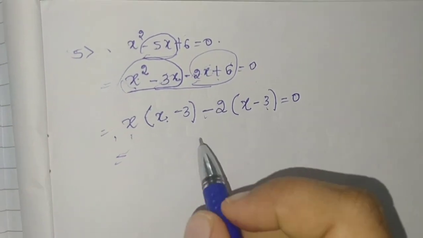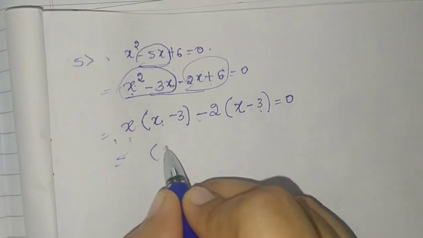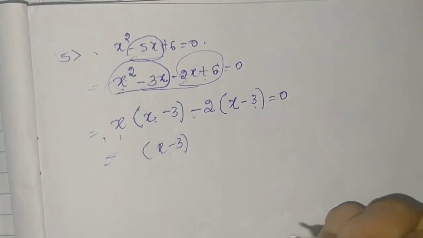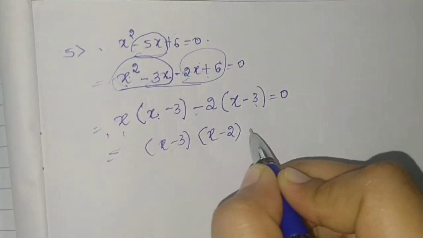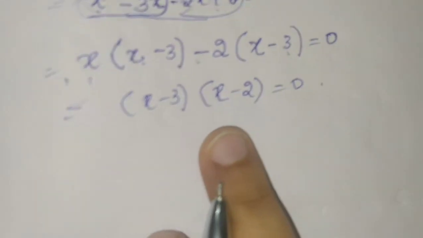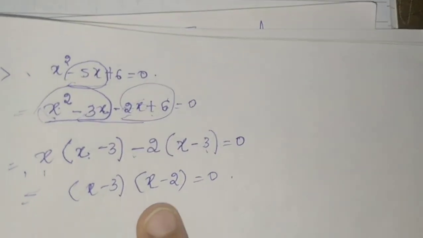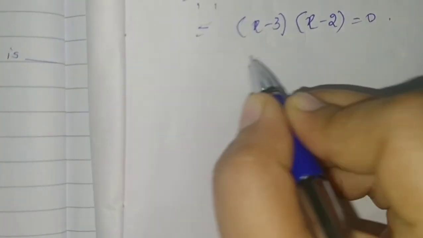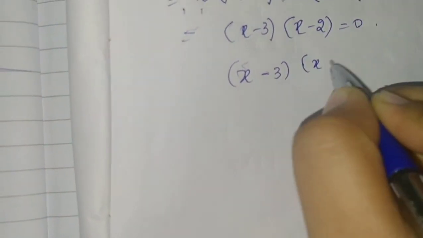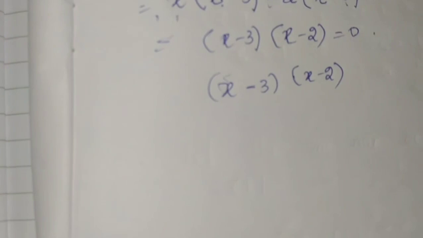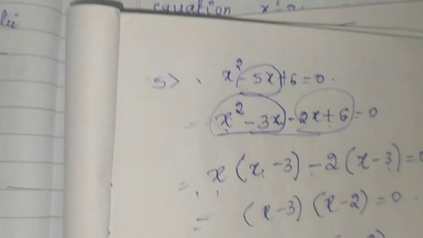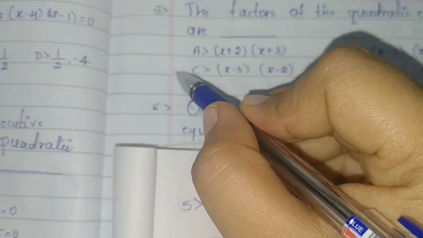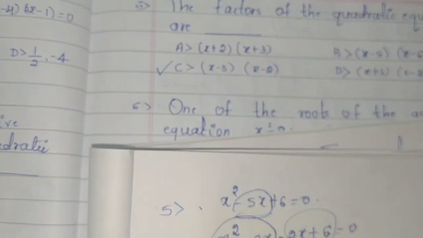So here, which is the common factor? x minus 3 is the common thing. What is remaining? x minus 2 equals 0. So the correct answer is that the factors of this quadratic equation are x minus 3 into x minus 2. Option C is the correct answer.